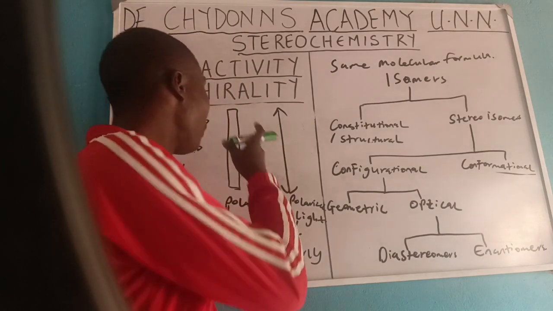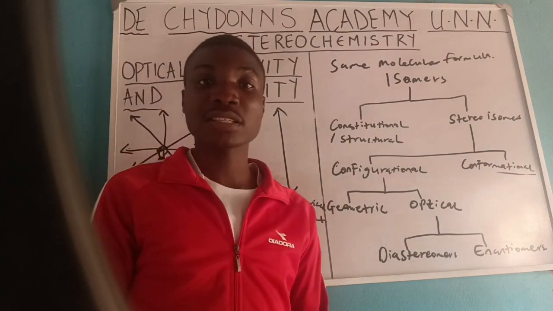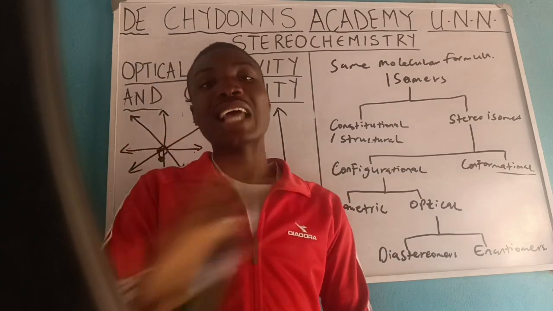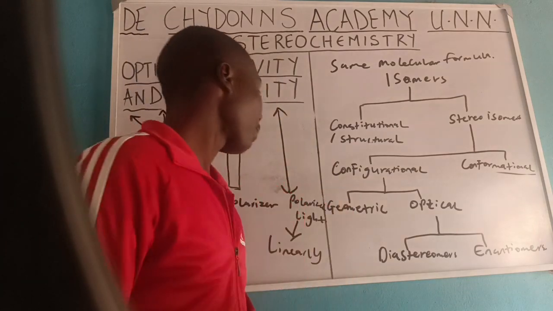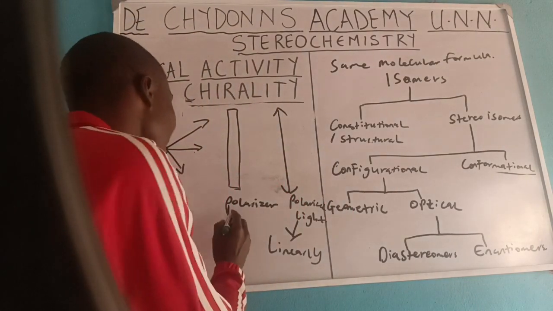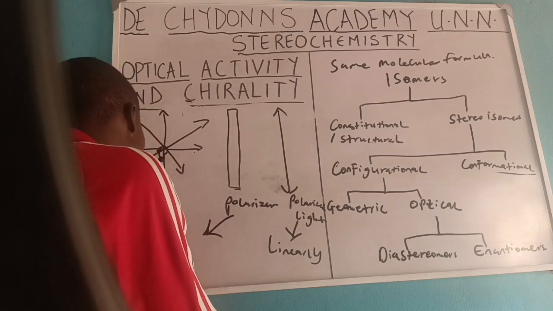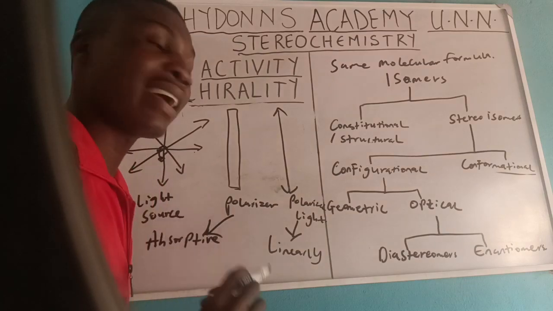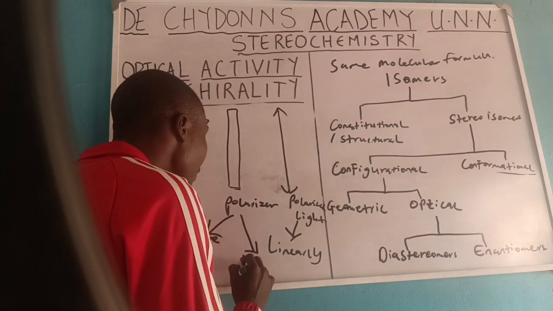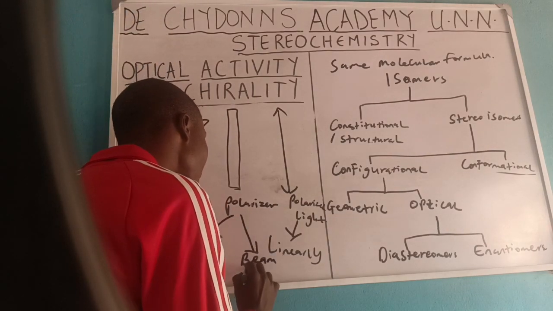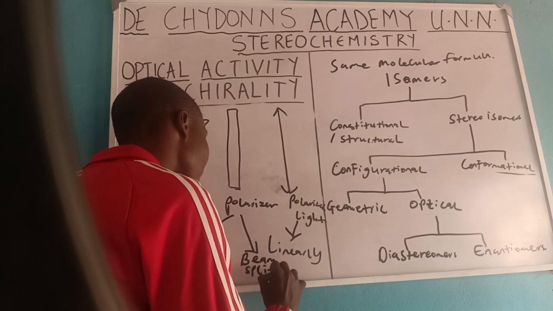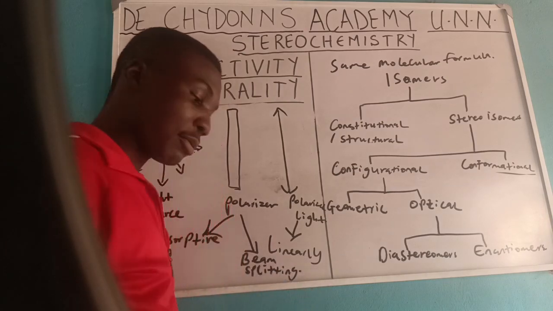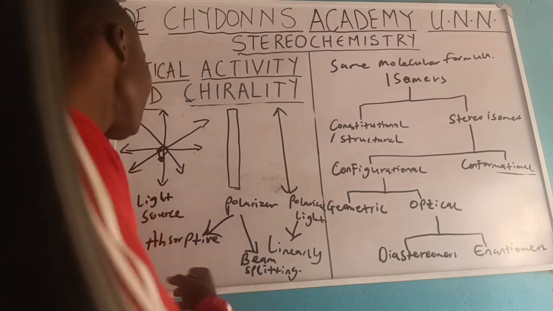And for polarizers, we have different kinds of polarizers, and we have two basic types: the absorptive polarizers and the beam splitting polarizers. Now, these absorptive polarizers we're talking about, these ones are responsible.